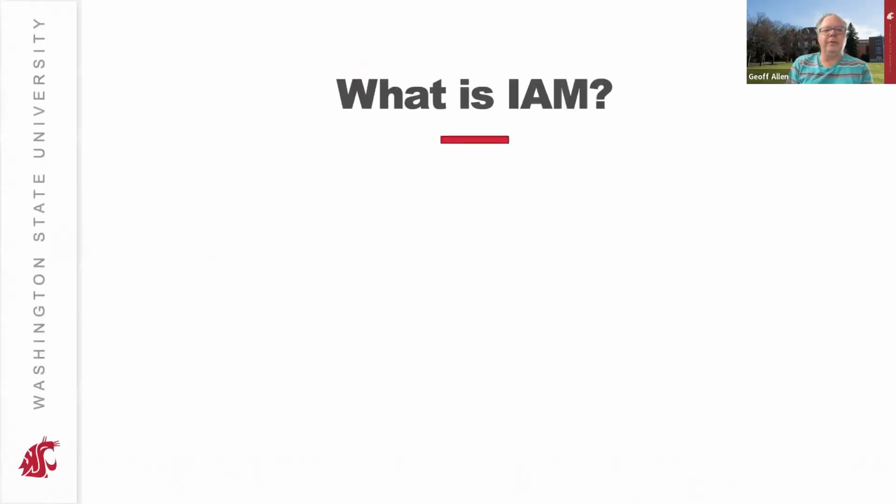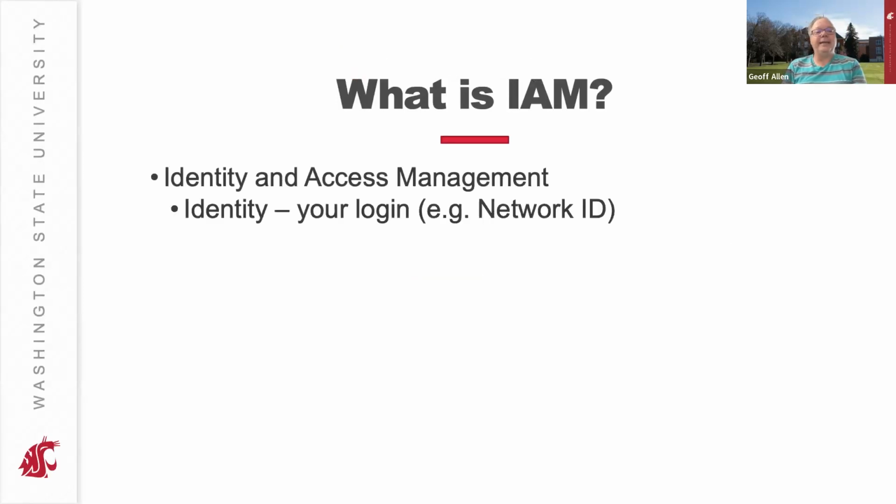In simple terms, it covers two areas: identity and access. Identity is your login. How you are identified to the systems so that things know who you are. For most things at WSU, that means your network ID. That's your identity as far as that goes. But there can be, and probably are, other identities that you have that may fall into things as well.